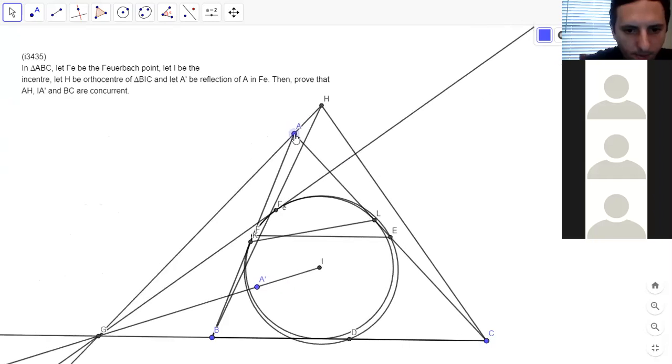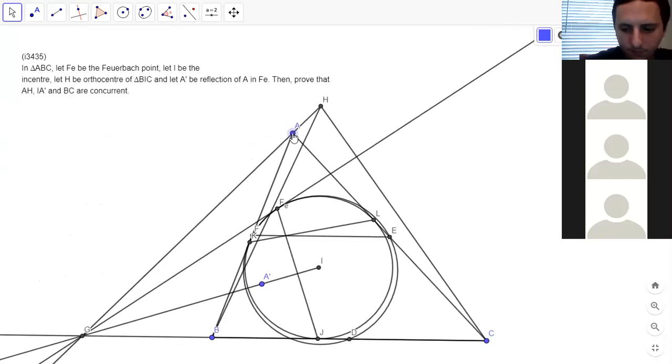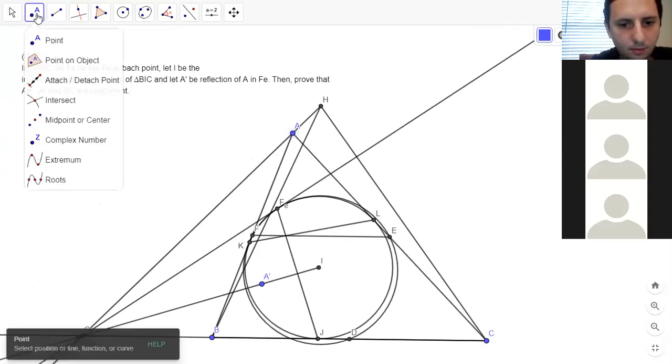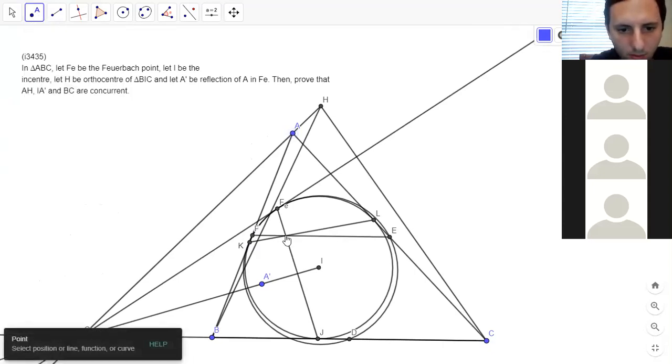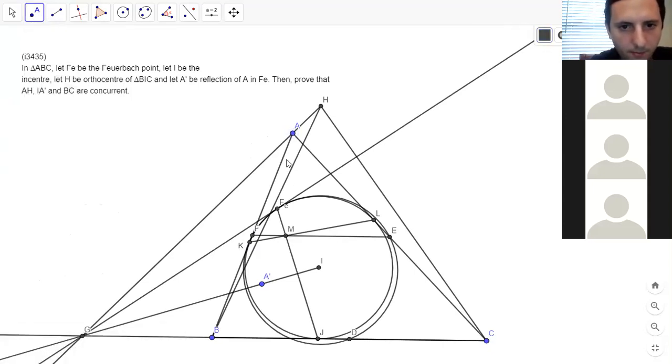Okay. Prove that we will prove AH, the tangent at Fe, and BC are concurrent. Okay. B, A, I prime, C is cyclic, or B, A prime, I, C. Interesting. All right, hold on. Let me make the diagram look a little better.